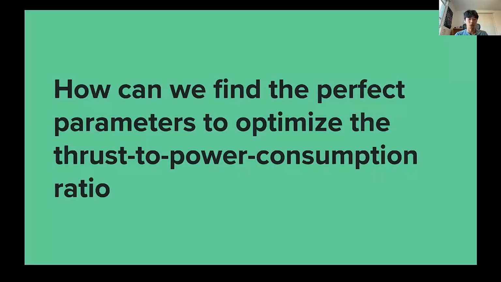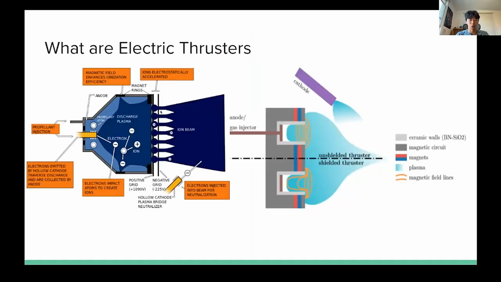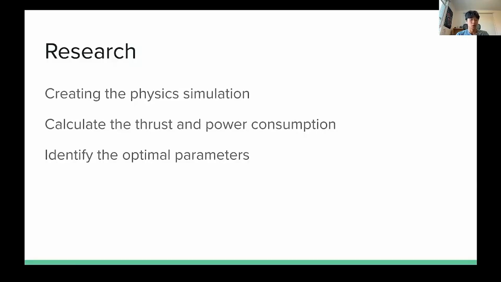So my project was to find the perfect parameters to optimize the thrust to power consumption ratio: what physical parameters, like how thick the screening grid can be, how big the anode region should be, how strong the magnets should be, to generate the most thrust with the least amount of electrical power.